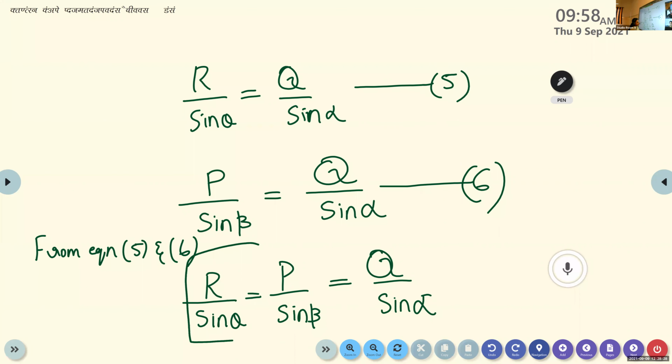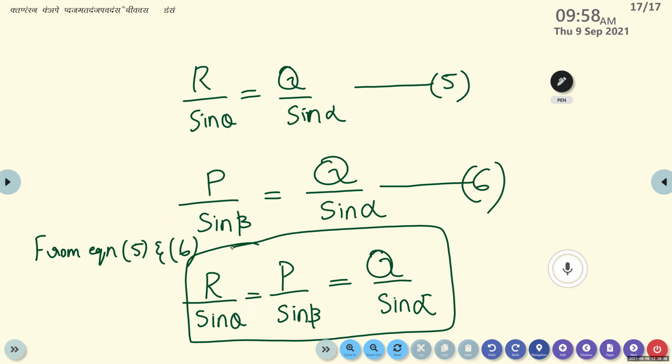This equation is known as law of sine. Actually these derivation steps are not at all important. At least try to study the final equation: R by sine theta is equal to P by sine beta is equal to Q by sine alpha. If you know the values of the angles, then you can easily calculate the magnitudes of the vectors R, P and Q respectively. This is known as law of sine.